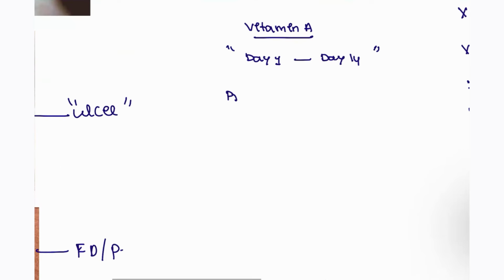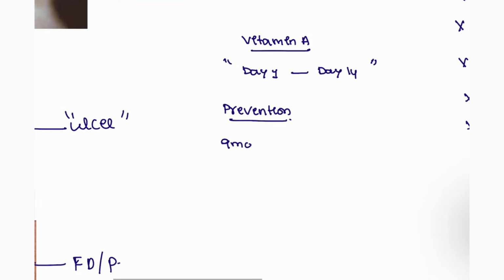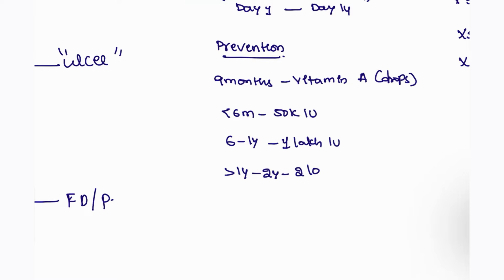Next, prevention. For the prevention, as I said, this is going to be the blindness in the children. So to prevent that, at the age of 9 months, we are going to start vitamin A in the form of drops. So what is the dosage? If the patient is less than 6 months, 50K international units. If the patient is 6 months to 1 year, 1 lakh international units. If the patient is more than 1 year to 2 years, then 2 lakh international units. That is how we are going to give.